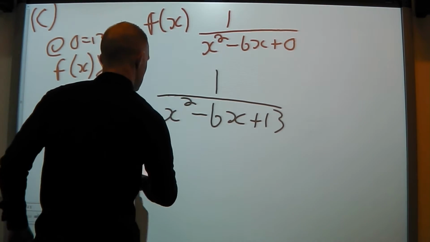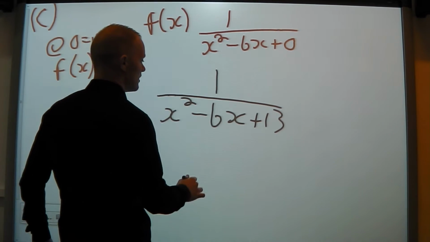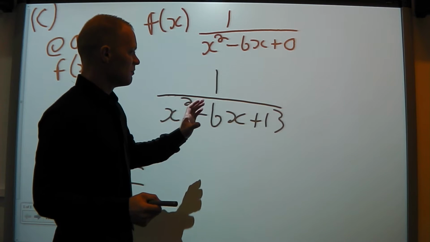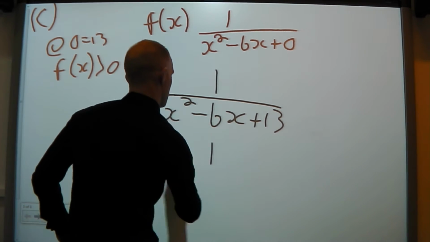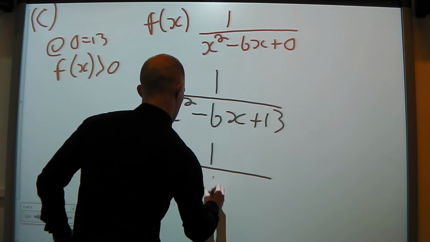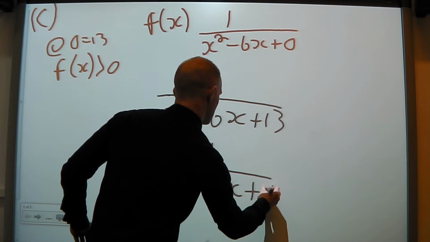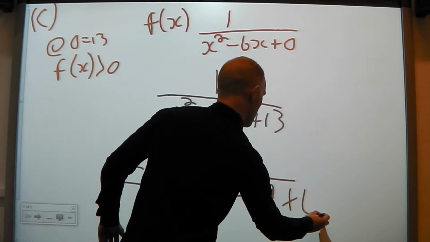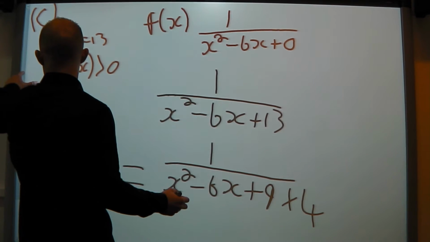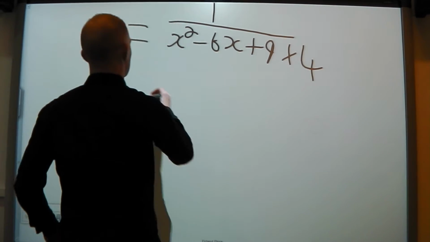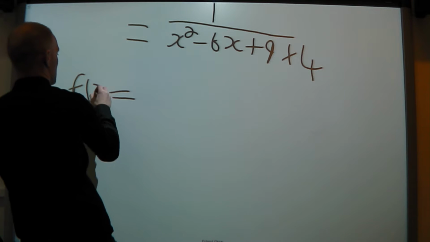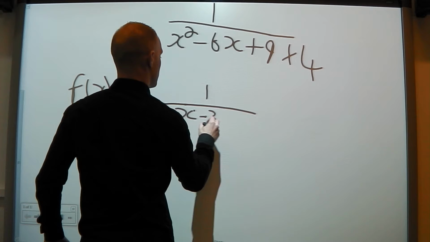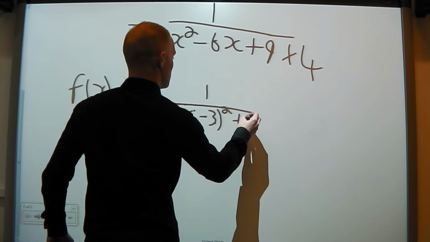So we see this here, we can actually change this. We have x squared minus 6x, so we could look at that as x squared minus 6x, maybe plus 9. So we'll just try that. The reason I chose plus 9 is because then we can factorize the bottom term, then we push plus 4 here. So then this is f(x), which is equal to 1 all over (x minus 3) all squared plus 4.